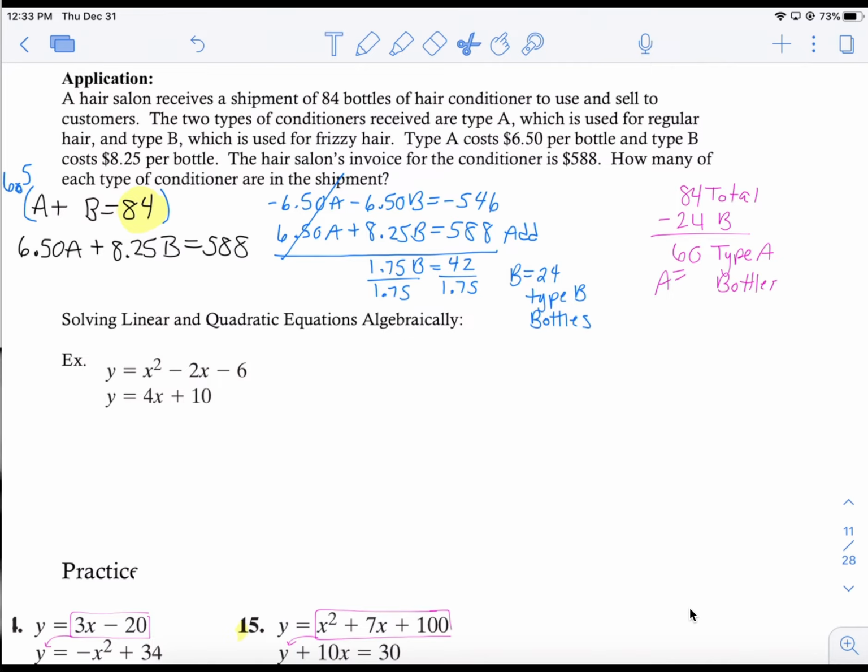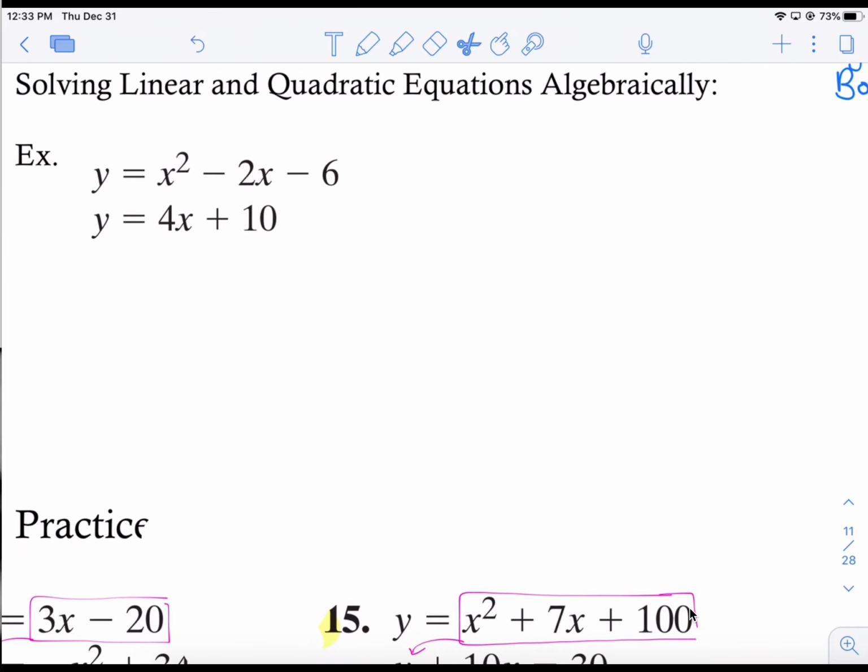All right, last problem we're going to do together, solving a linear with a quadratic algebraically. Right now I notice both of these say y equals. So we are going to take this top piece and replace it into the second y. Let's write down what we would have: x squared minus 2x minus 6 equals 4x plus 10.